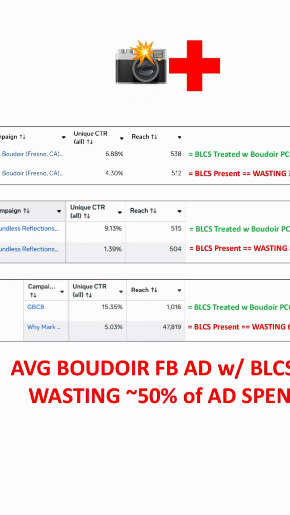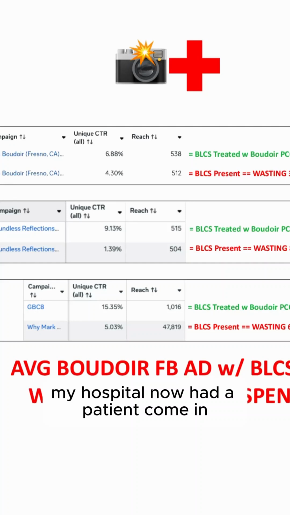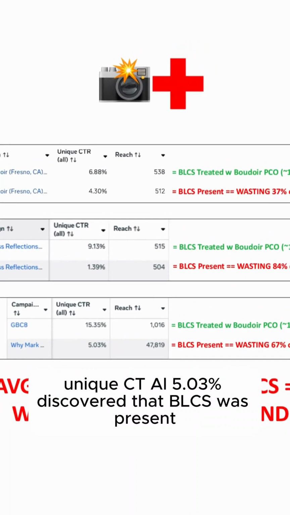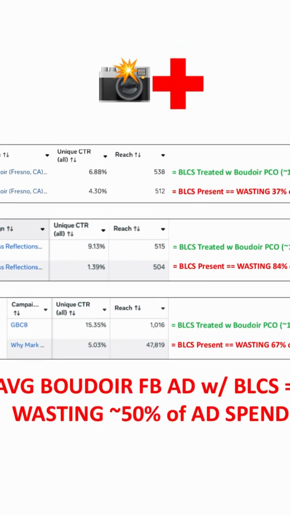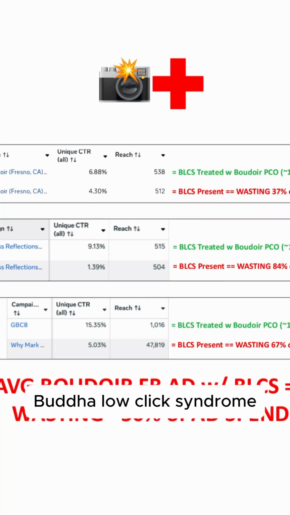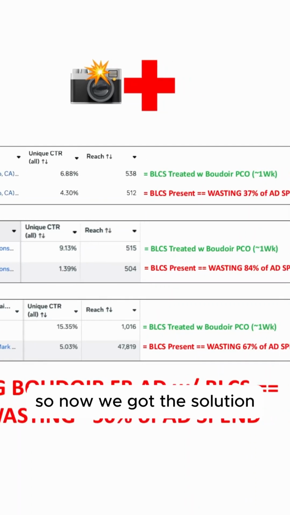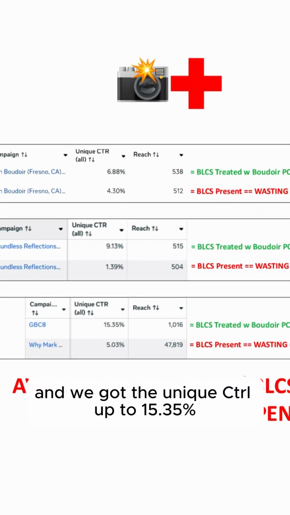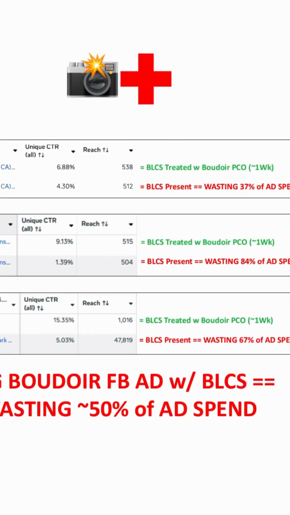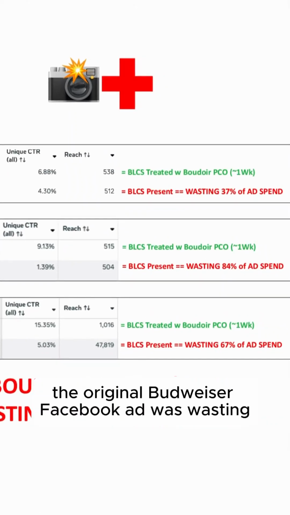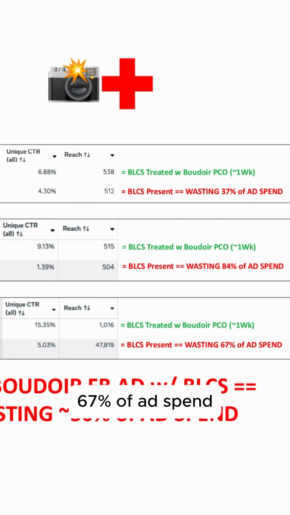Finally, my hospital now had a patient come in, unique CTR 5.03%, discovered that BLCS was present. Unique CTR under 6%, BLCS is present, Boudoir-Click syndrome. So now we got the solution. We can treat it with Boudoir Pico. It takes about a week. And we got the unique CTR up to 15.35%. So we found out the original Boudoir Facebook ad was wasting 67% of ad spend.